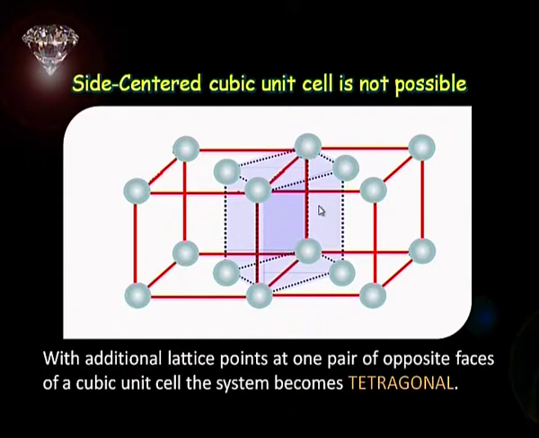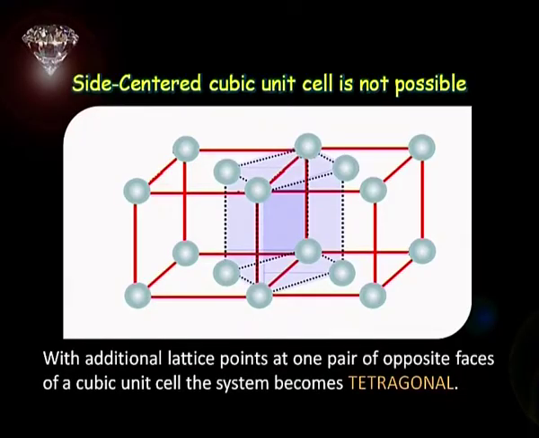That means it is not a new system, it belongs to the tetragonal system. In that case, it will not be a cubic system anymore, it will become a tetragonal system. You will recall that when we mentioned earlier, a given lattice can have different kinds of unit cells. Out of which the smallest one is normally chosen as the unit cell. So, in this case it will be a tetragonal unit cell and not a side centered cubic unit cell.